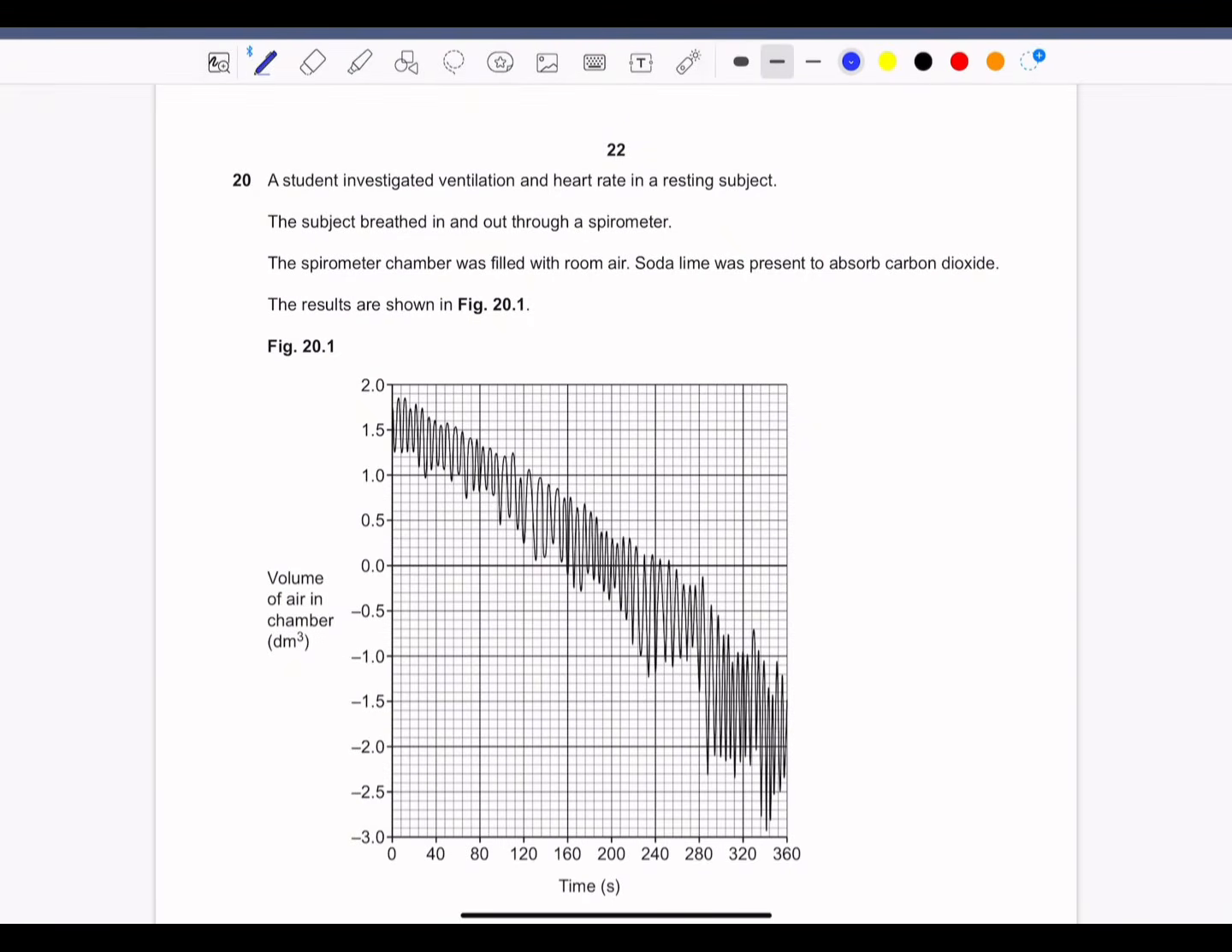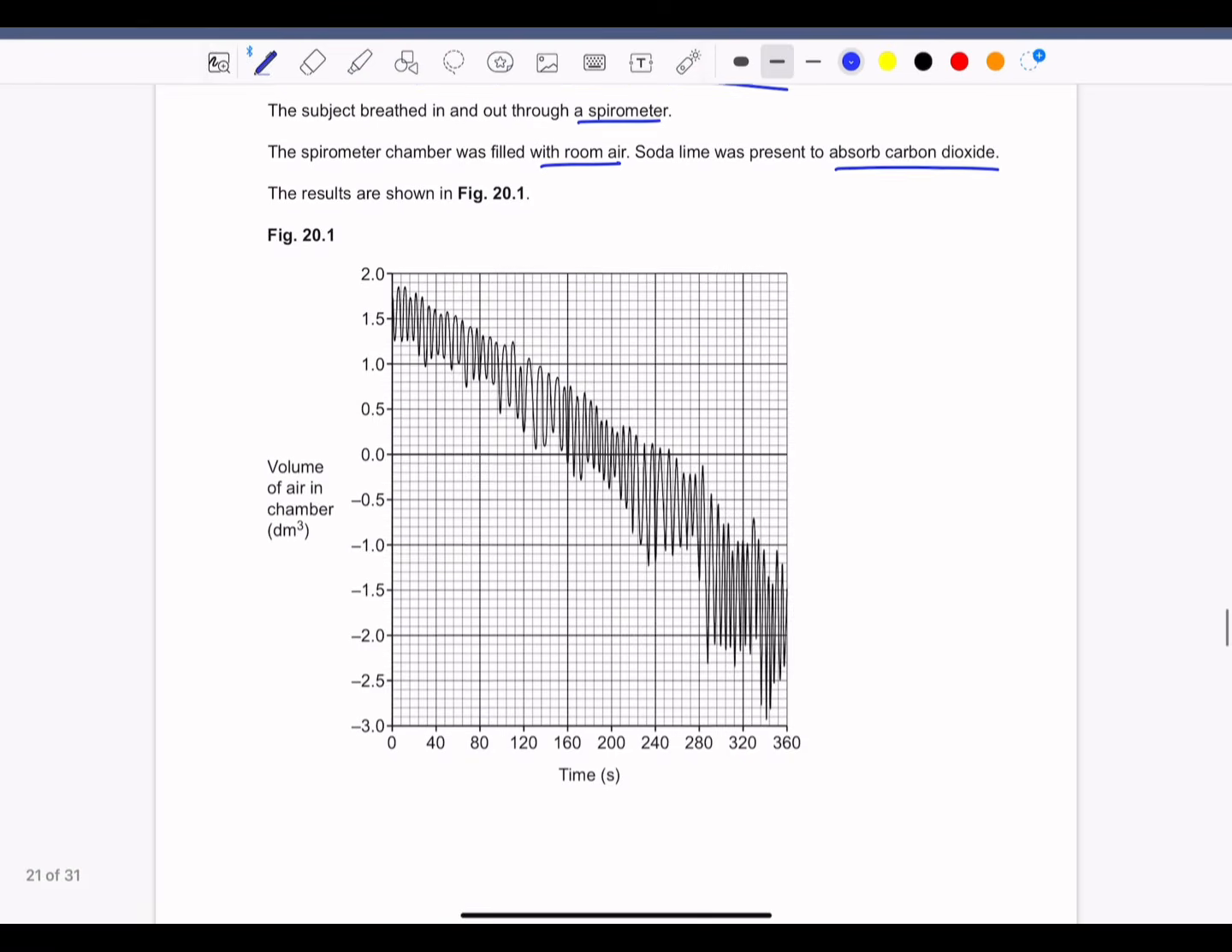Question 20 is, students investigated ventilation and heart rate in a resting subject. The subject breathed in and out through a spirometer. The spirometer chamber was filled with room air. Soda lime was present to absorb any carbon dioxide. The results are shown in figure 20.1.